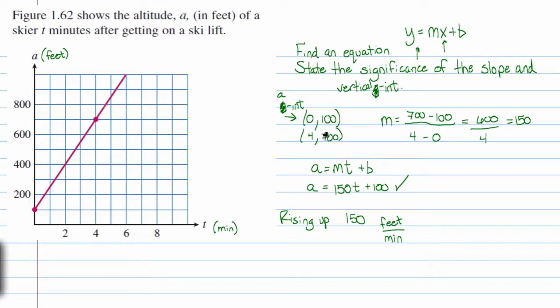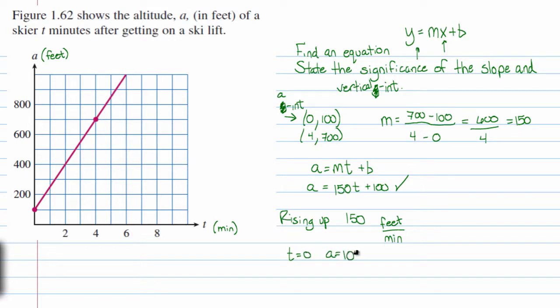Now the significance of the vertical intercept. What I had written there was y-intercept, but I changed it to the vertical intercept because there is no y in this whole situation. This is the next thing we need to know. The vertical intercept occurs at 100, and it essentially means that when t is 0, a is 100.